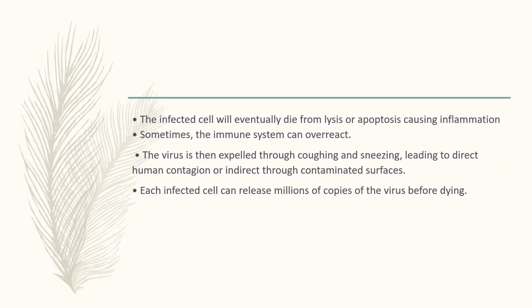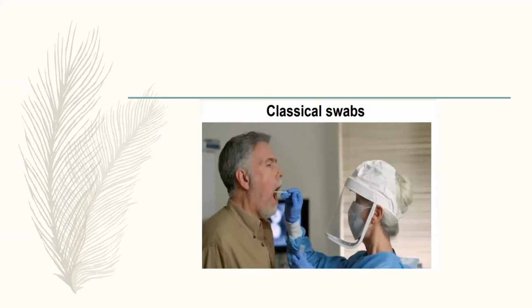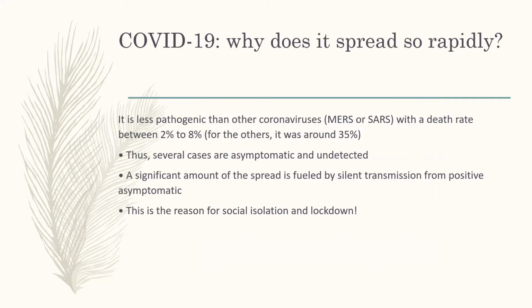Sometimes the immune system can overreact. The virus is then expelled through coughing and sneezing, leading to direct human contagion or indirect contagion through contaminated surfaces. Each infected cell can release millions of copies of the virus before dying. Here we will see how they do the swabs. These are of course classical swabs of the patient. This is the method.